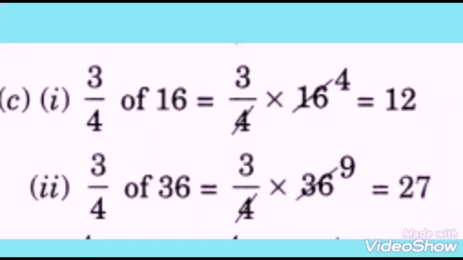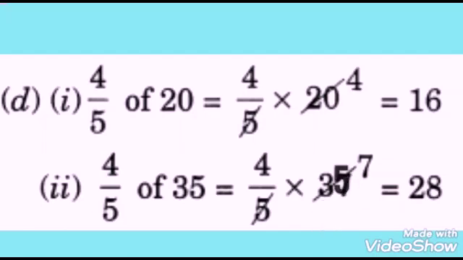In C, first subdivision 3 by 4 of 16 which is equal to 3 by 4 into 16. So 4 and 16 will be cancelled. Now 4 1 time is 4 and 4 4s are 16. Now the numerators 3 into 4 is equal to 12. And second subdivision 3 by 4 of 36 which is equal to 3 by 4 into 36. So while cancelling 4 and 36 we will be getting 4 1 time is 4 and 4 9 times are 36. Now the numerators 3 into 9 is equal to 27.